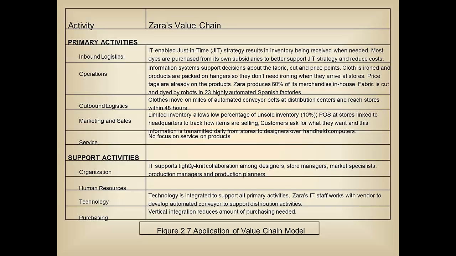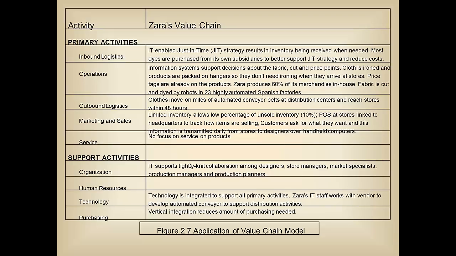Then we go down through outbound logistics, marketing, sales, and service. For outbound logistics, we're looking at the use of conveyor belts, automation of conveyor belts at distribution centers. This automation allows clothing to reach stores within 48 hours from the distribution center. So these are some of the things, and there are other activities, and then support activities, and how they help support Zara's business strategy.